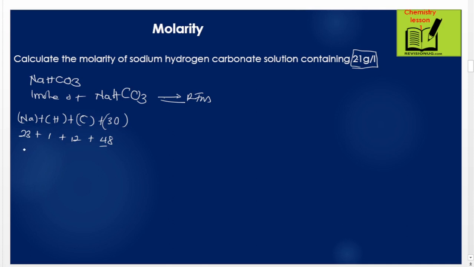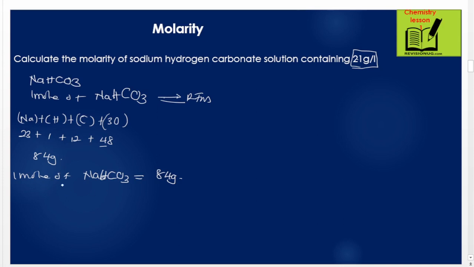23 plus 1 plus 12 plus 48, we get 84. So this is giving us 84 grams. Therefore 1 mole of sodium hydrogen carbonate is equivalent to 84 grams.